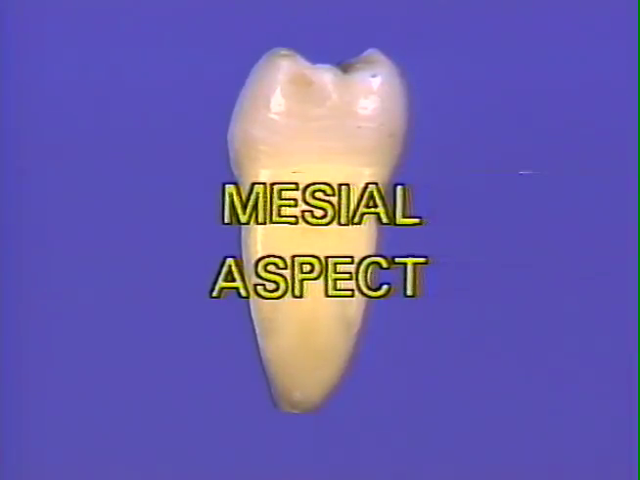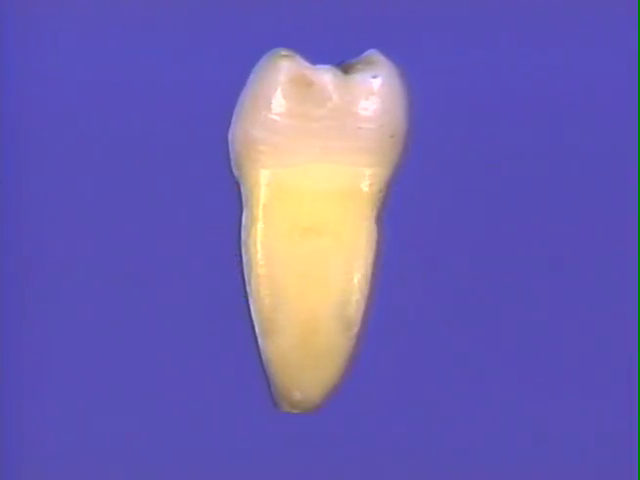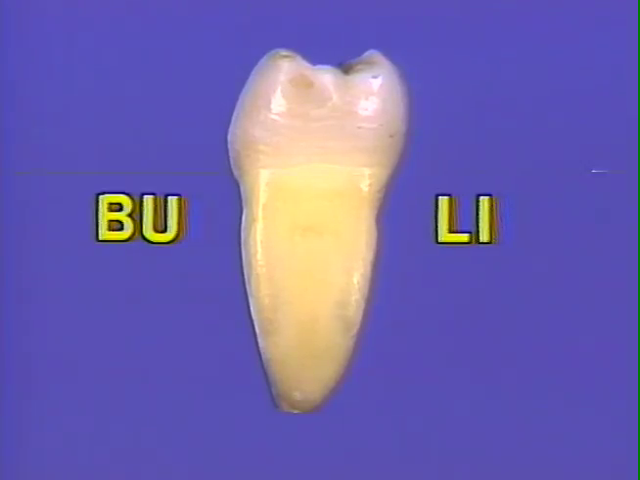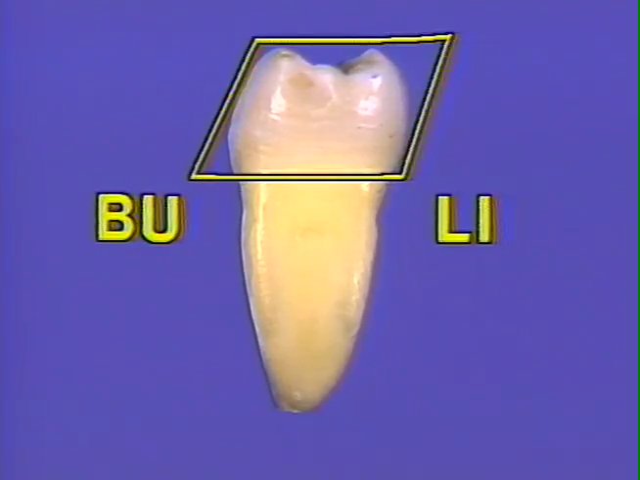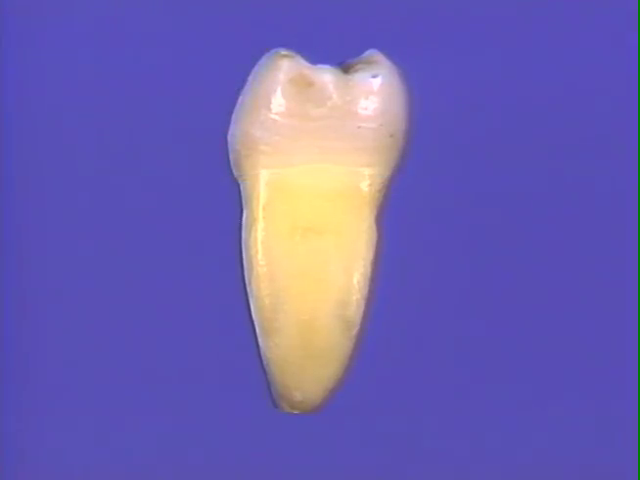The mesial aspect. From this aspect, the crown form is generally rhomboidal and inclined toward the lingual. Only the two mesial cusps are visible from this view. The surface is wider at the cervical than at the occlusal.